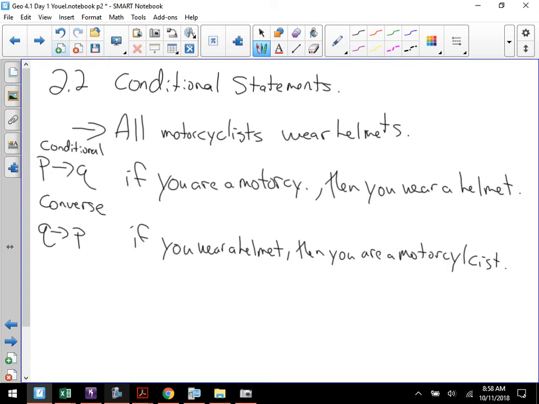So if I go back to our conditional, if you are a motorcyclist, then you wear a helmet. Is that true or false? False, because why? Correct. This would be false, and your example would be not everyone does. Okay.